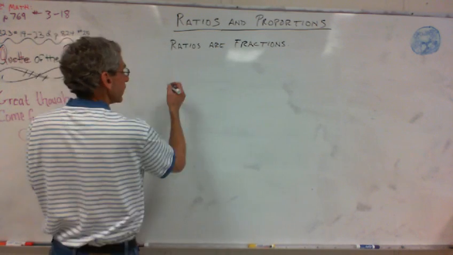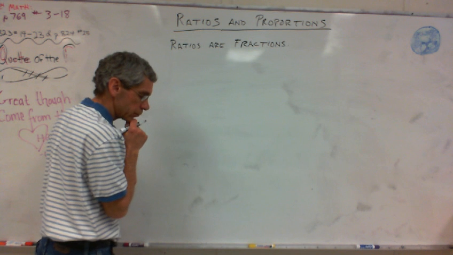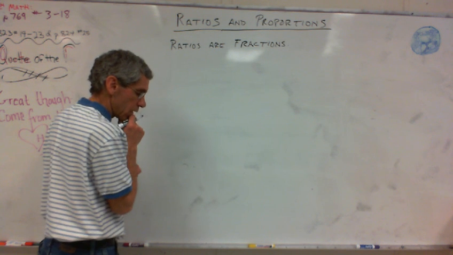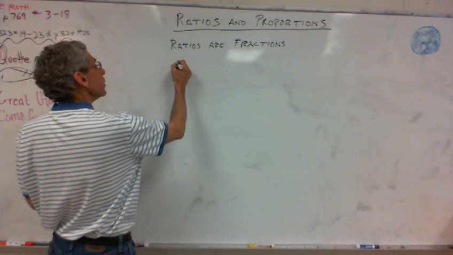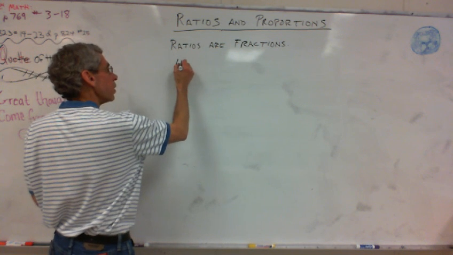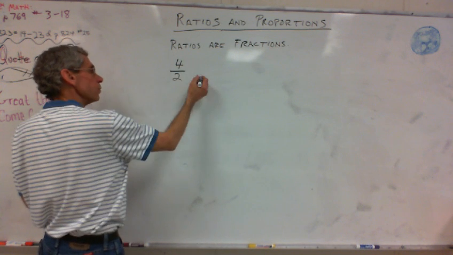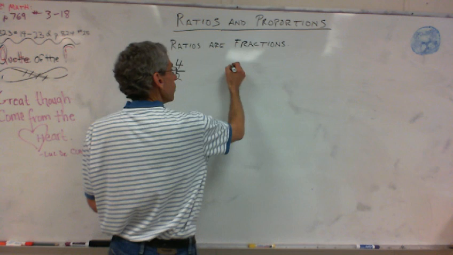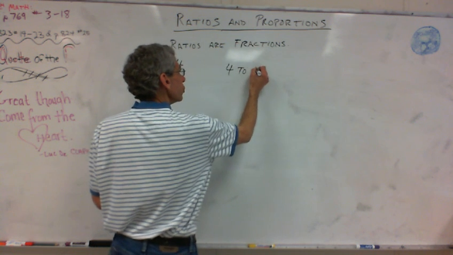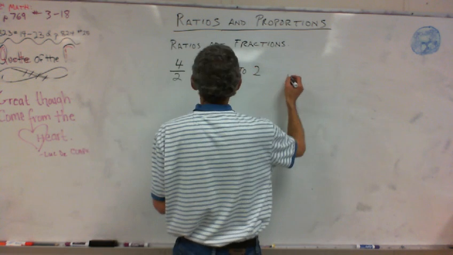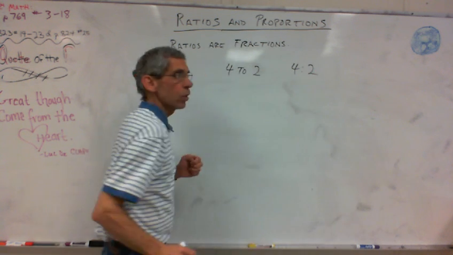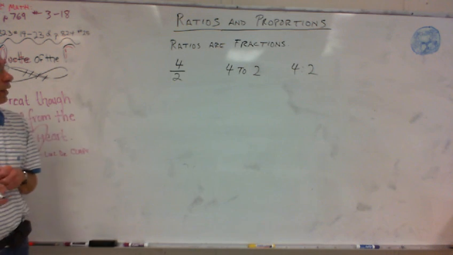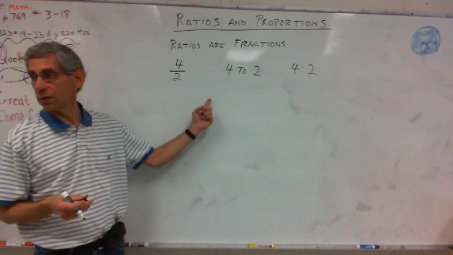If I said 4 to 2, that would be 4 over 2. Right, so I could say 4 over 2, or I could say 4 to 2, or I could say 4 colon 2. Okay? All of those are ratios.